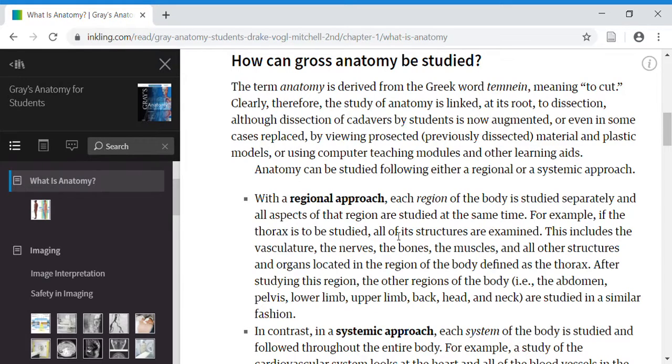So while talking about the regional approach, for example, if the thorax is to be studied, all structures are examined. This includes the vasculature, the nerves, bones, and muscles, and all other structures and organs located in the region of the body defined as the thorax. And after studying this region, the other regions such as the abdomen are studied.